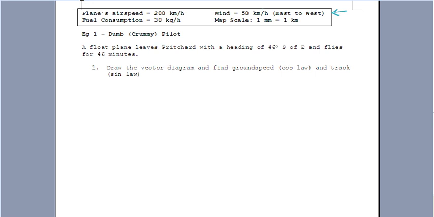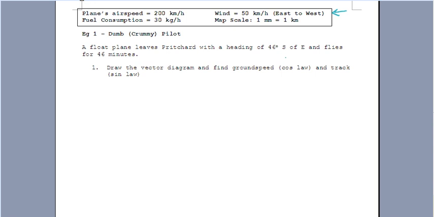So we're going to start with crummy pilots. These are pilots who don't account for the wind. They think that on a windy day, they can just point their airplane at their destination, take off and get there. It's not going to work. So we have a float plane leaving Pritchard, British Columbia, everybody's favorite place, and they are trying to fly at 46 degrees south of east, and they head out for 46 minutes. We're going to imagine that maybe you're working at an airport, like in Kamloops, we'll see on the map that's nearby, and you get maybe a mayday call.